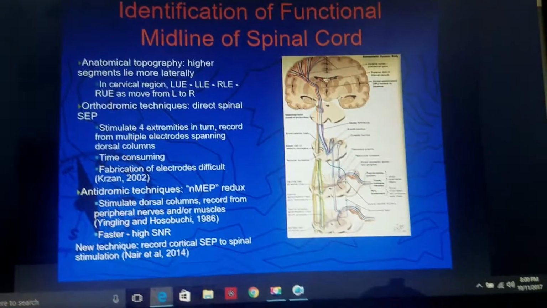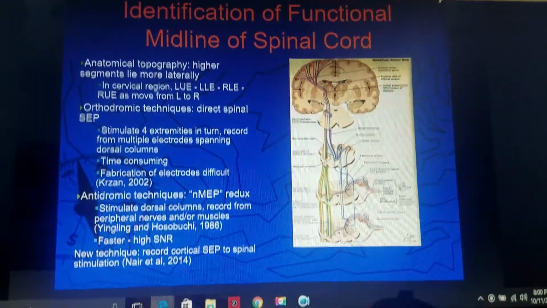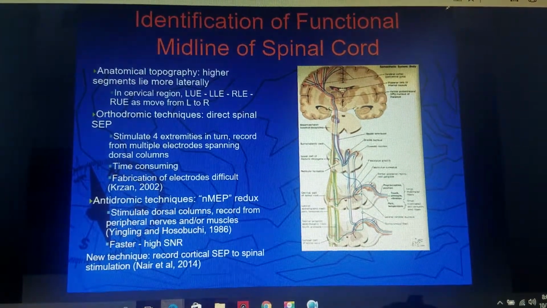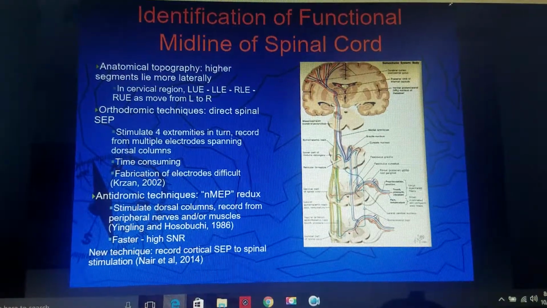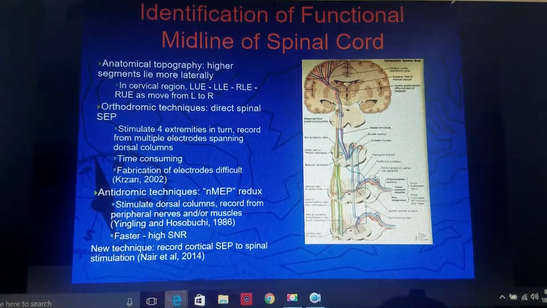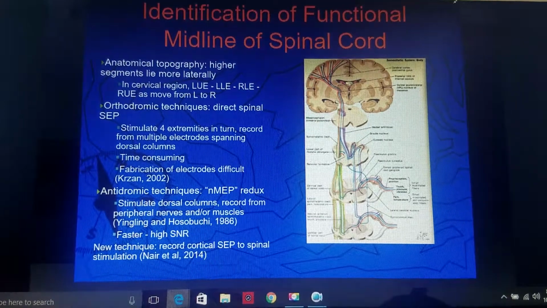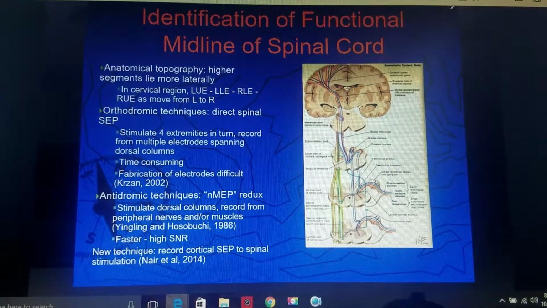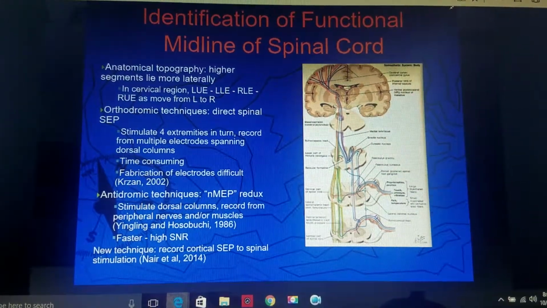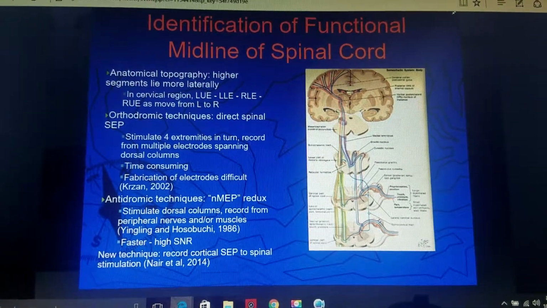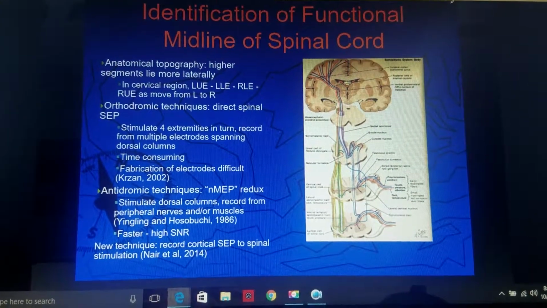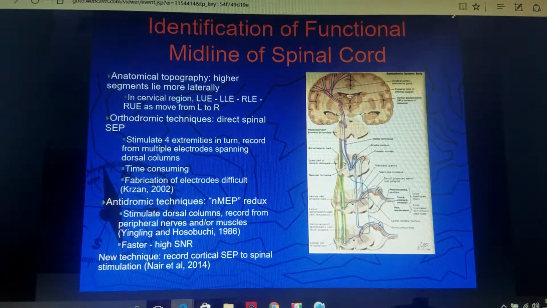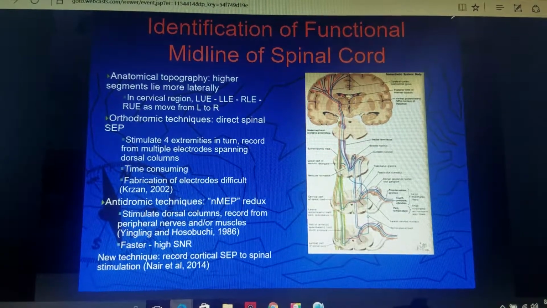So if you move across from left to right, say in the cervical region, you'll first encounter the pathways from the left upper extremity, then the left lower extremity, then the right lower extremity, and finally the right upper extremity. One way to record this would be just to record SEPs from a set of electrodes that span the dorsal columns from one side to the other. But now you've got to have this fine little electrode that you fabricate, which isn't that easy, and they're not commercially available. And you've got to do some signal averaging, so it's going to take some time.